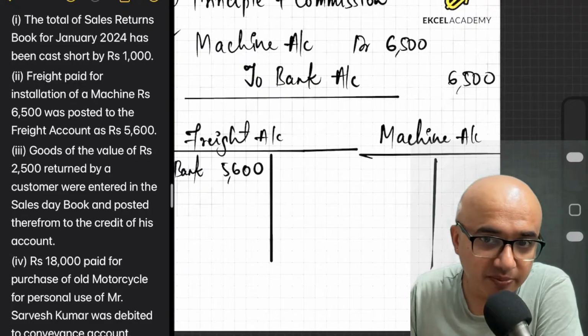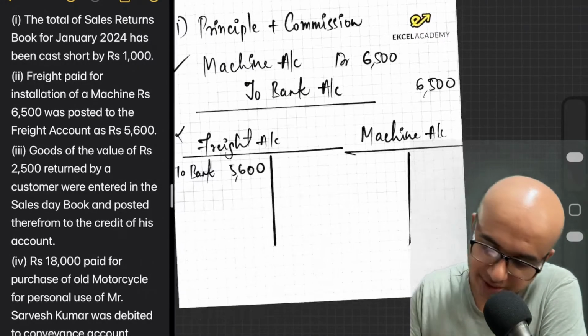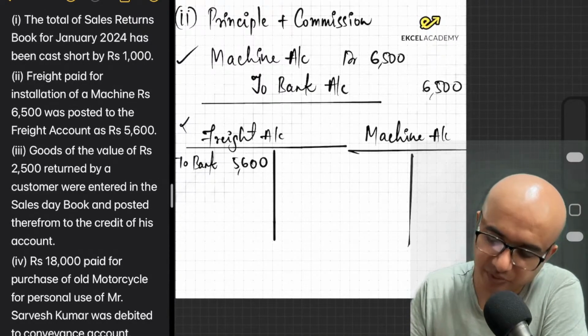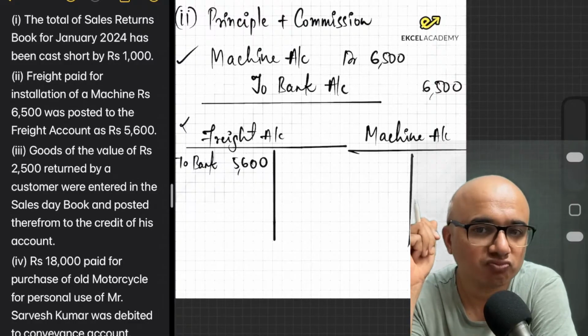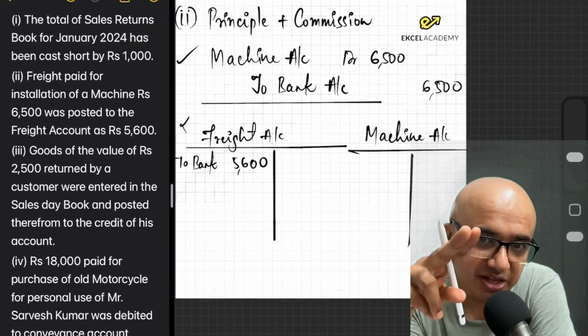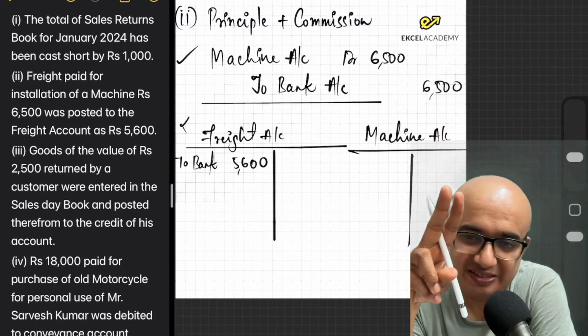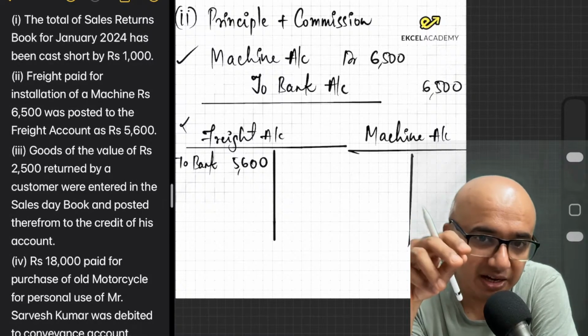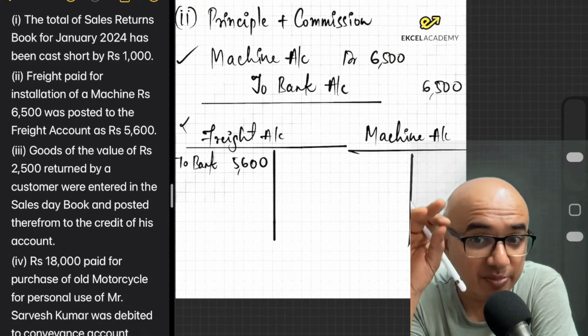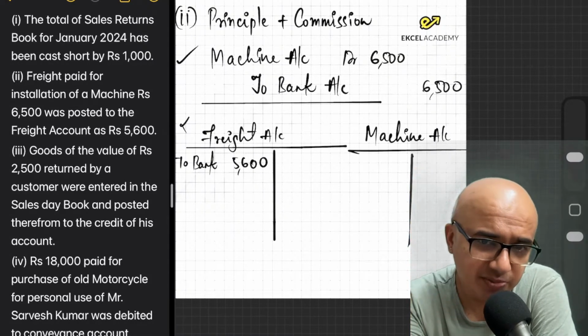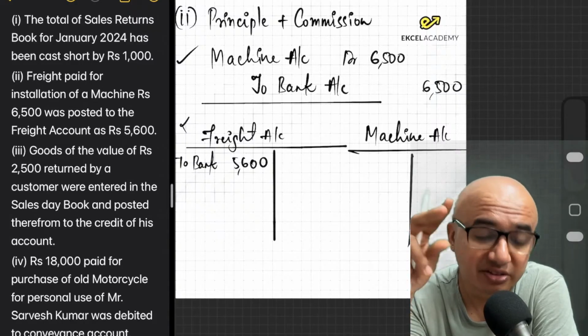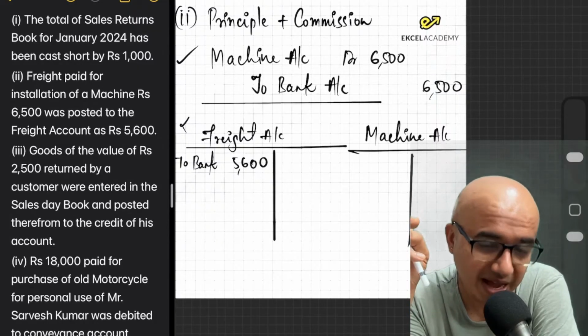Nothing has been posted. So we have to correct that now. In the machine account, we can simply say, you can't use bank. Why can't we use bank? Because the posting is incorrect only with respect to freight account and machine account. Bank account has been correctly posted, or rather the entry has been correctly posted to the bank account.